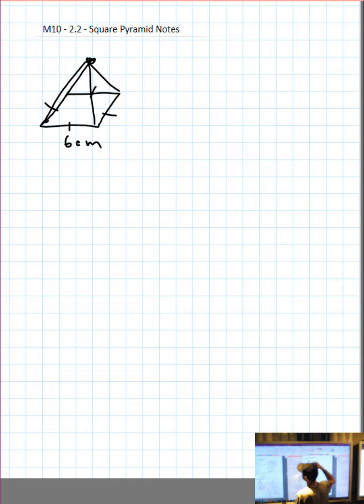I'm going to draw in what's called the height. From the center straight up to the top, it makes a right angle, so I'm going to put it in. I'm going to put an arrow to it so it doesn't get messy. 4 centimeters. That's the height from the base of the pyramid straight up to the top.